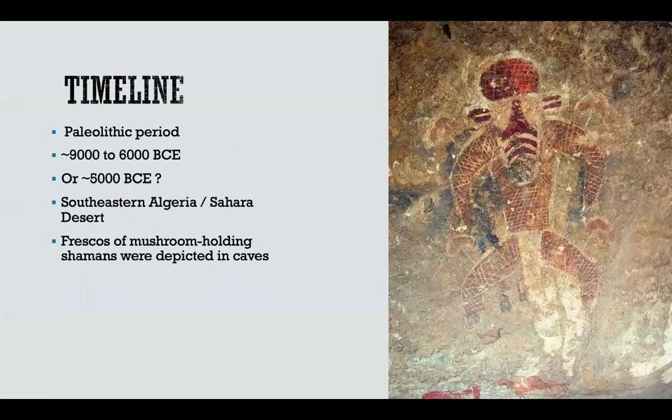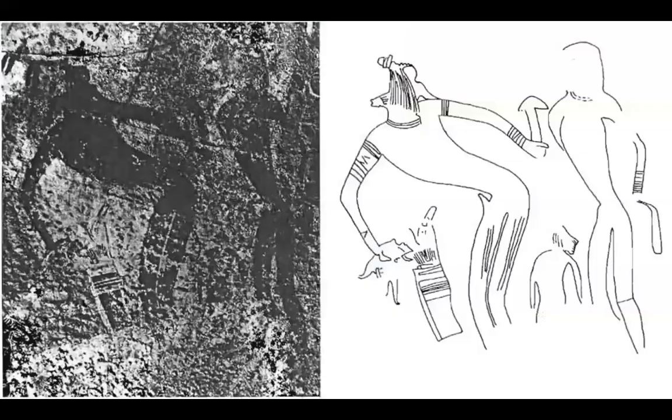Starting with the Paleolithic period, in caves in the Sahara Desert in southeastern Algeria, there are frescoes of mushroom-holding shaman dating between 9,000 to 5,000 BC. There are many cave paintings throughout this region, like this one depicting a person holding a mushroom or giving a mushroom to another person. And these rock paintings of people with mushroom heads holding mushrooms. Similar mushroom drawings have been found in what is now Libya, Chad, and Egypt, all dating from a similar era.